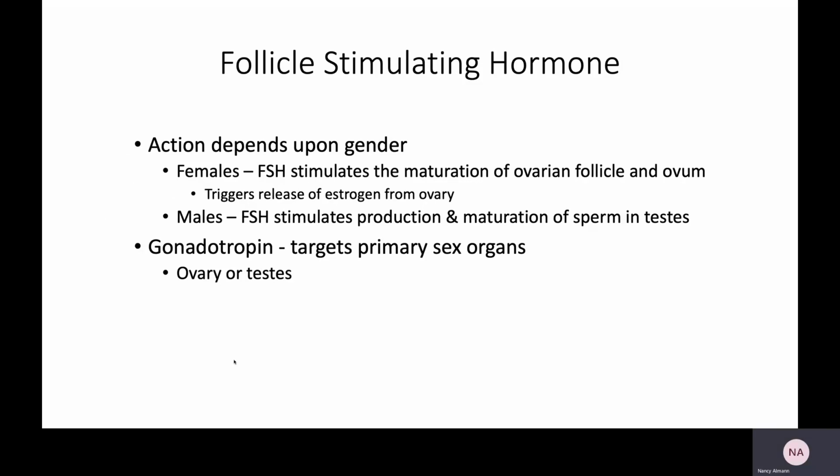Follicle stimulating hormone, FSH. What it does is going to depend on what your gender is. In females, it's going to stimulate the maturation of the ovarian follicle and the ovum. It will also trigger the release of estrogen from the ovary. In males, it's going to stimulate the production and maturation of sperm within the testes. You need to know both those functions. Yes, you do. It's a gonadotropin, which means it's going to target primary sex organs, i.e. the ovaries or the testes in females or males.